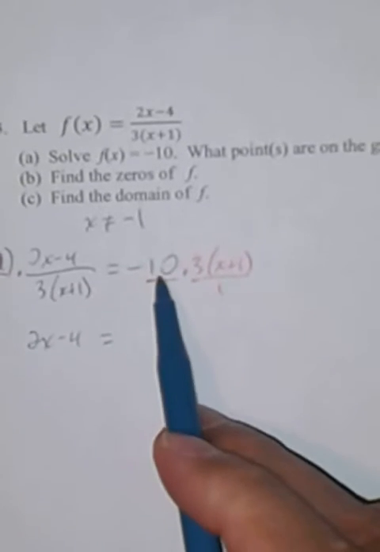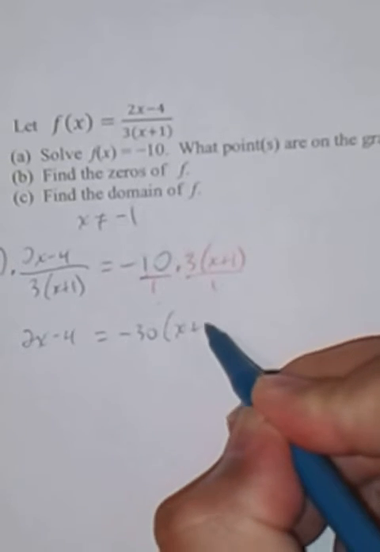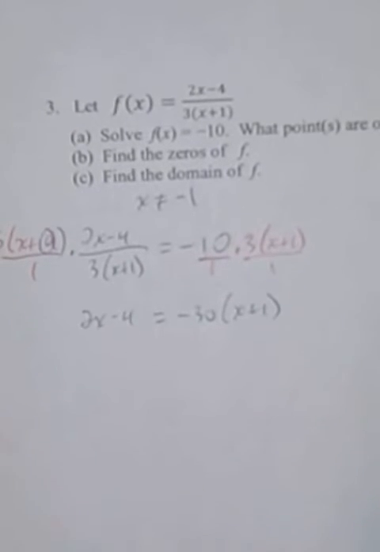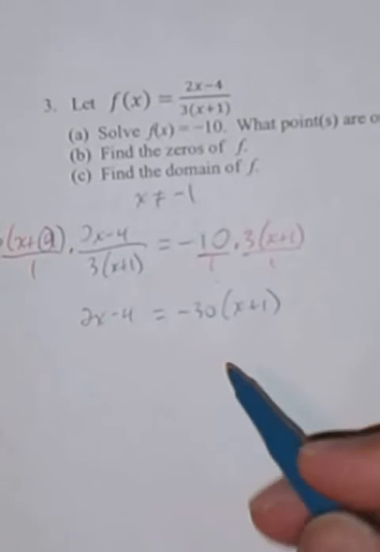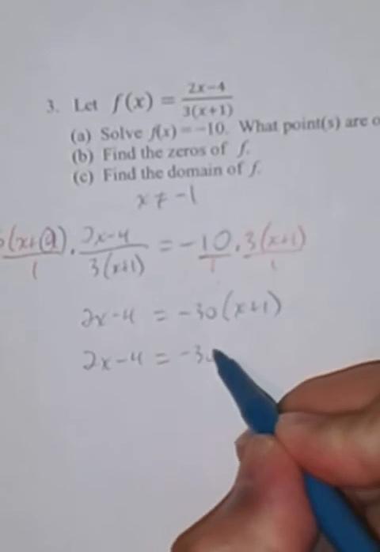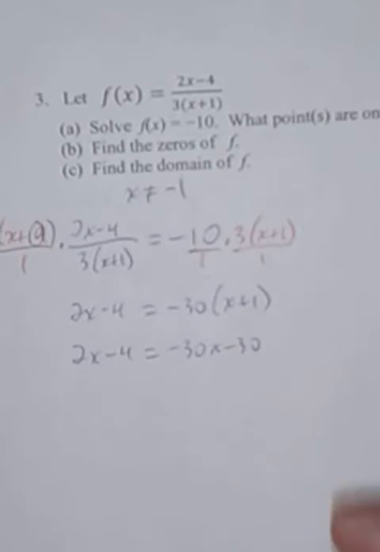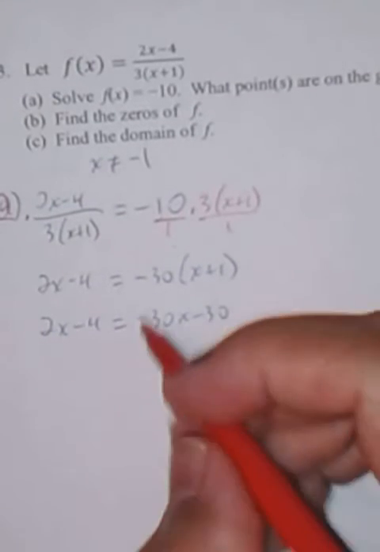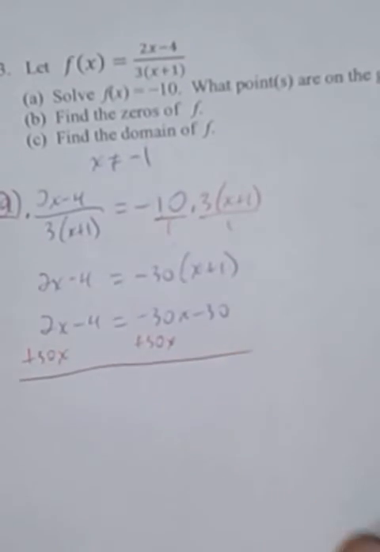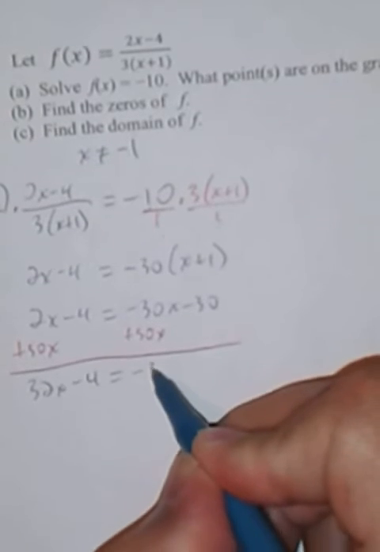On the right-hand side, you got negative 10 times 3. That's negative 30 times x plus 1. Yeah? And you're going to solve that equation. Let's solve it. So we got 2x minus 4 equals negative 30x minus 30. So I'm going to add 30x. And I'll have 32x minus 4 equals negative 30.